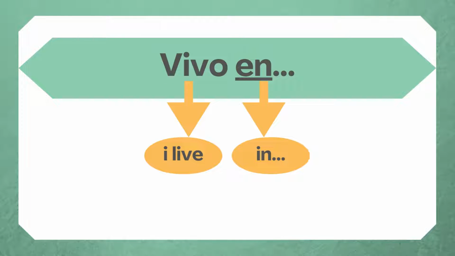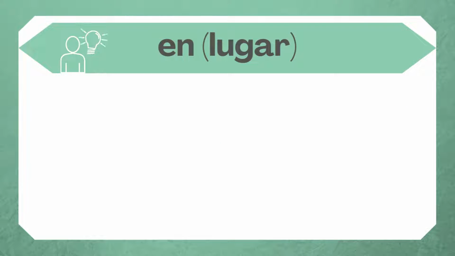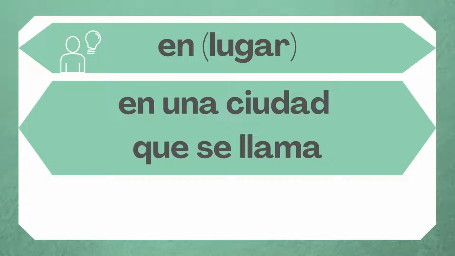En, in. And here you can name a place, un lugar, so you can say vivo en and then the place. Or you can directly name a city, so you can say vivo en una ciudad que se llama. I live in a city which is called. Or you can directly say the name of the city if you're sure the other person knows that city.